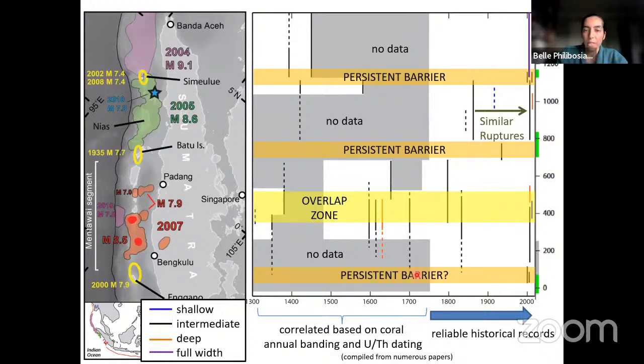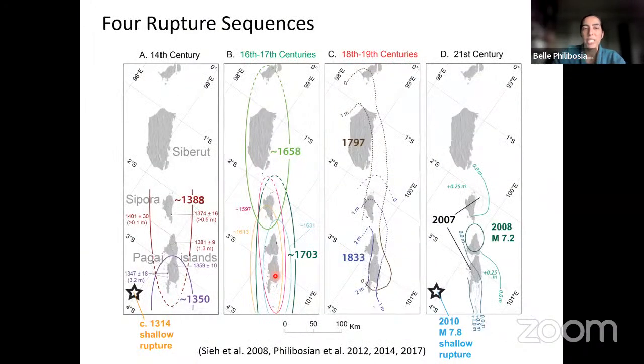All right, so now we can move on to the Mentawai segment, which is the one where I've worked the most, and we also have the most data. The first thing that you can see is there are these rupture cascades within the Mentawai segment. While we never see one continuous end-to-end rupture, we do have these cascades which combine to rupture the full segment. So let's look at those in a little bit more detail.